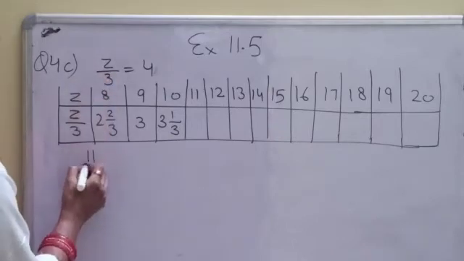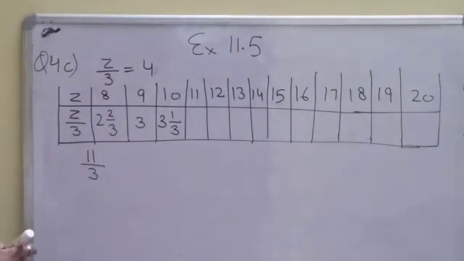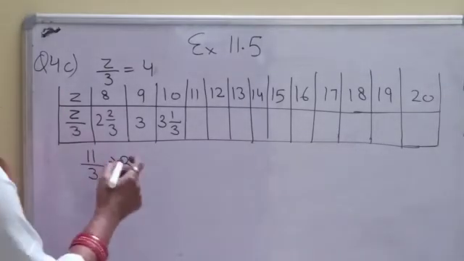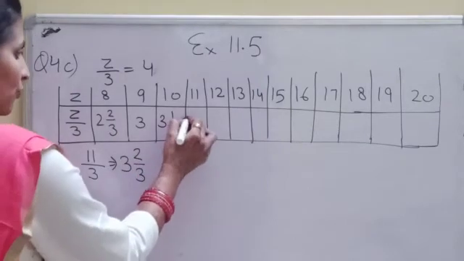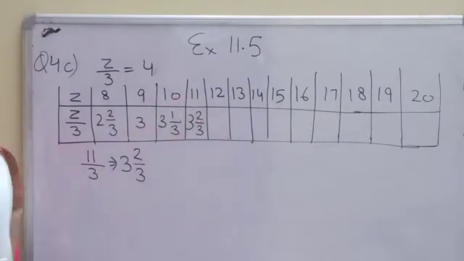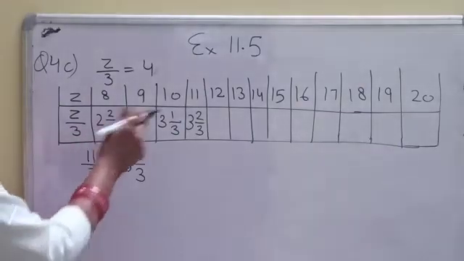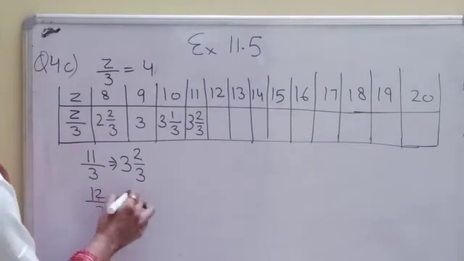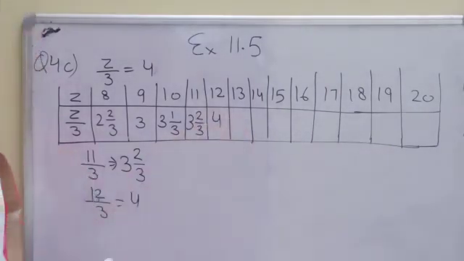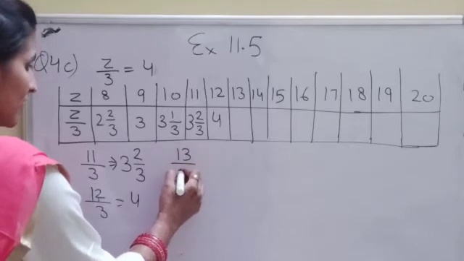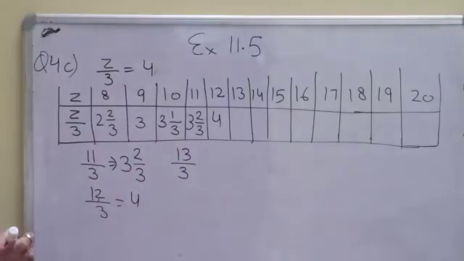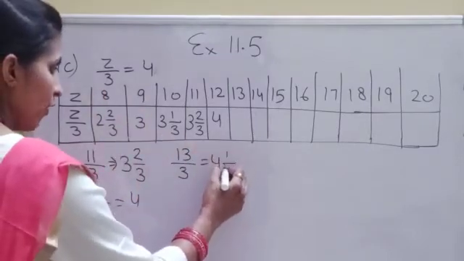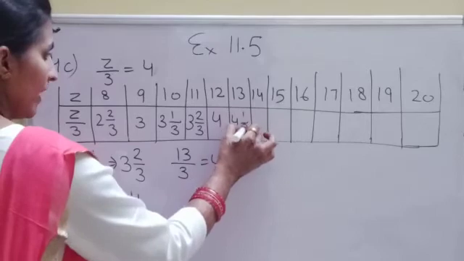So z by 3, 11 by 3. If we divide 11 by 3, 3 3s are 9, 10, 11. 2 is left, so 2 by 3. So your answer is 3 and 2 by 3. If we put the value of z as 12, then 12 divided by 3. 3 4s are 12, so 4. If you keep 13 in the place of z and divide it by 3, then 3 4s are 12, 1 is left, so 1 by 3. So 4 and 1 by 3.